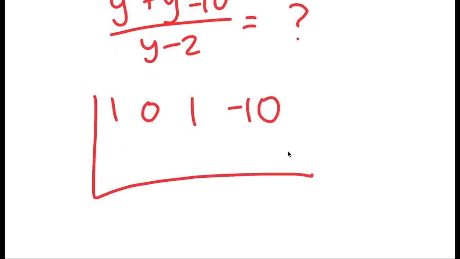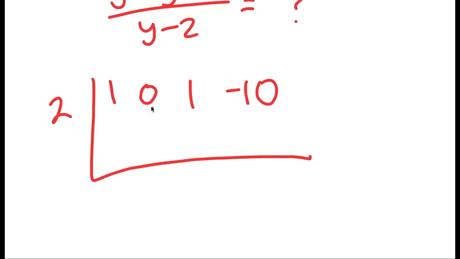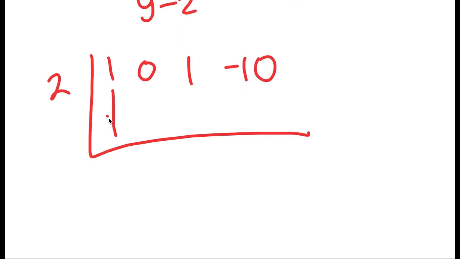And this is all with 2. And if you guys are still confused by this, you should look up a video on synthetic division. So I'm going to first start by moving down my 1. 2 times 1 is 2. 0 plus 2 is 2.